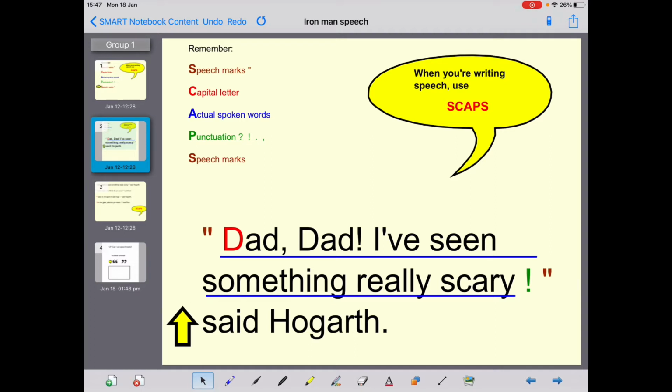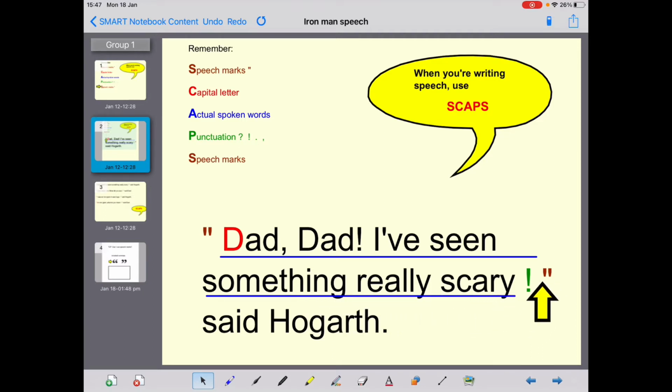I wonder if we've got all the things we need. So SCAPS, speech mark. Have we got our first? Yes, we have our first set of speech marks. Now, these speech marks are very straight, unfortunately. I tried lots of different fonts and I could only find really straight ones. When we look at how we're going to write it in our books, they will look a little bit more like the inverted commas we saw at the beginning. So, speech marks, yes. Capital letter, yes. The actual words that Hogarth said, I've underlined those in blue.